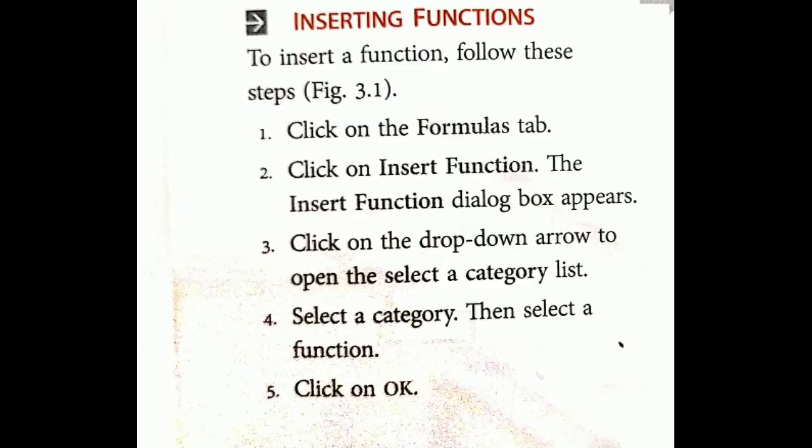First, let us study how to insert a function in Microsoft Excel. For that, you have to follow some steps. Step number 1, click on the formula tab. Step number 2, click on the insert function. The insert function dialog box will appear. Step number 3, click on the drop down arrow to open the select a category list. Step number 4, select a category and then select a function. Step number 5, click on the OK button. These are the steps used for inserting a function in Microsoft Excel, and I'll make you understand by using pictures.